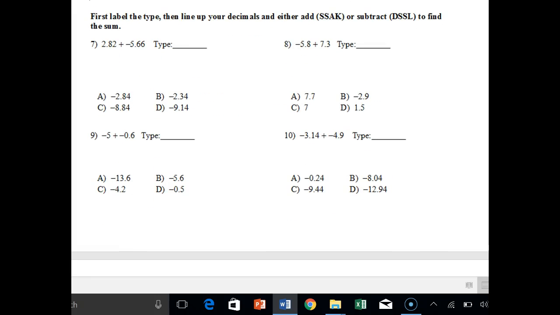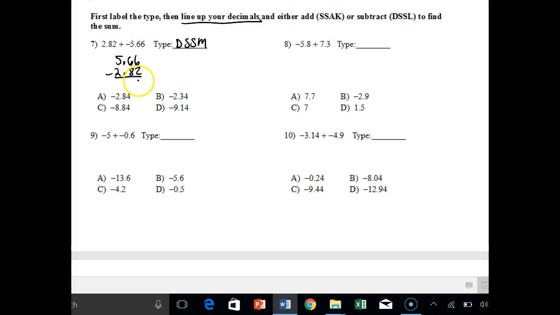Now, on 7 through 10, it's going to be super important that you line up your decimals. You have to do this. If you don't line up your decimals, if you don't borrow, you're going to be really, really in a sorry place here. So first of all, first type, DSSM. So I want to put 5.66 minus 2.82 on the bottom. Why do I want to do that? I want to put the one that has the absolute value of the bigger whole number on top so I can actually subtract.